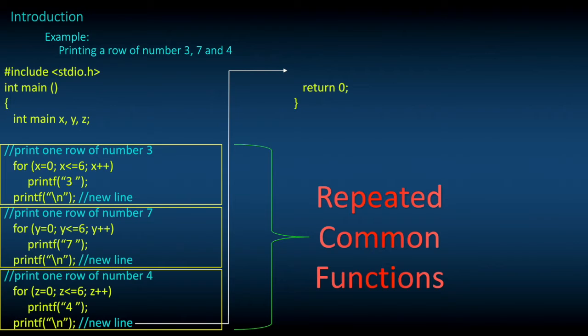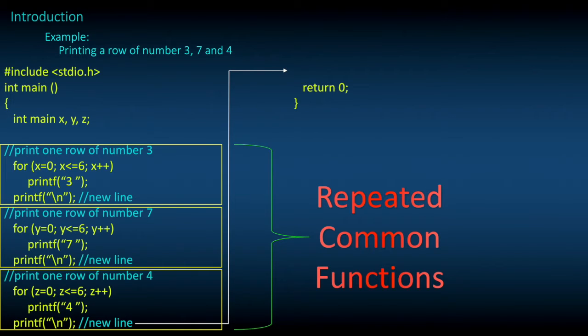Alright, let's see an example of this function, which is printing a row of numbers 3, 7, and 4. Here, as we see, there are three functions that are pretty much repeating again and again. It's repeating three times: printf 3, and then printf 7 and 4. These functions are pretty much the same, it's just the number that differs. This is pretty much using a lot of data.